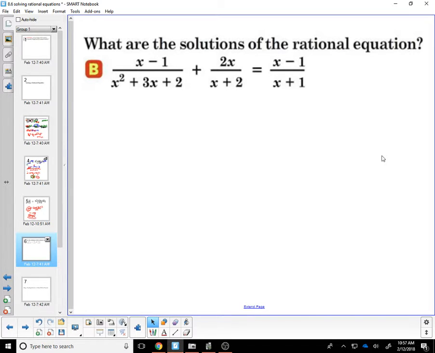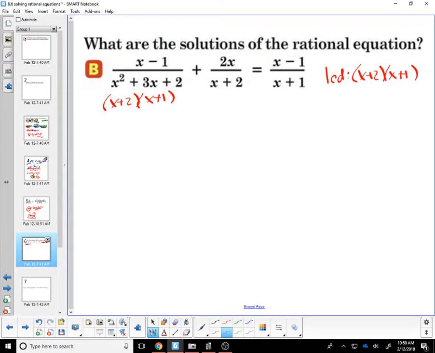Good. What did you get for an LCD? What did you get for a denominator? Like the common denominator. All right, what did you get factoring this denominator? You got x plus 2 and... Good job. You got x plus 2 and x plus 1. So what's my common denominator then? The LCD is going to be x plus 2 with x plus 1, right? So I need both of those in there.